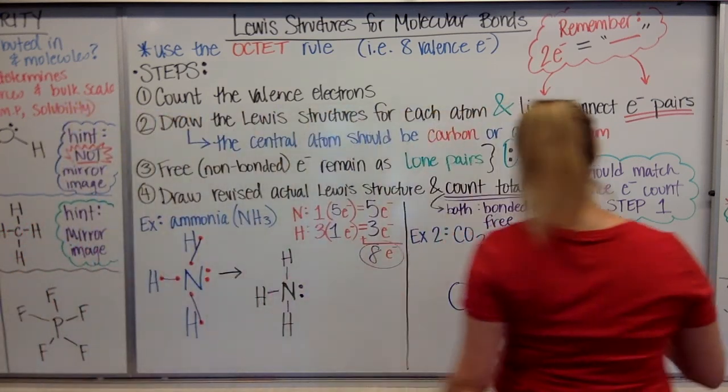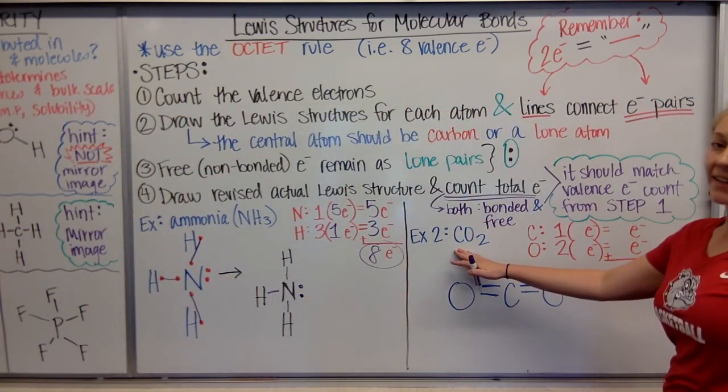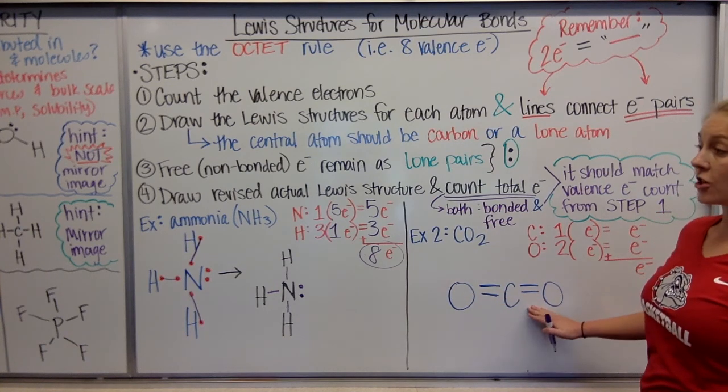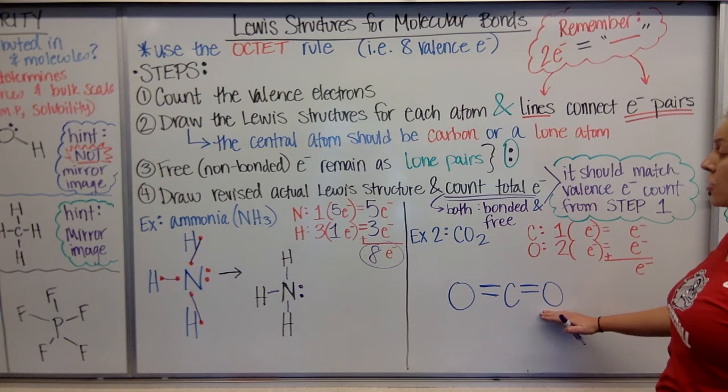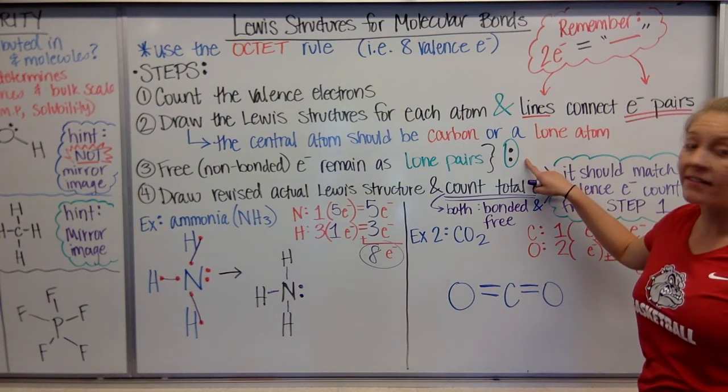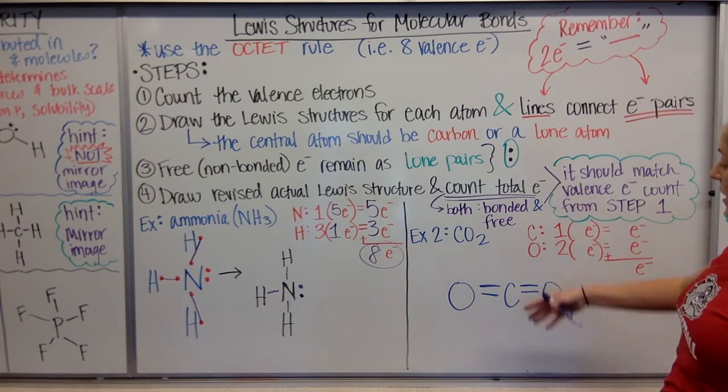Now let's take a look at this second one, carbon dioxide. Now, if double or triple bonds are involved, we will not make you draw them. We will give you the structure already. So here's the structure for carbon dioxide. All we have to do now is add on any lone pairs that we need. Okay, so let's follow the instructions.